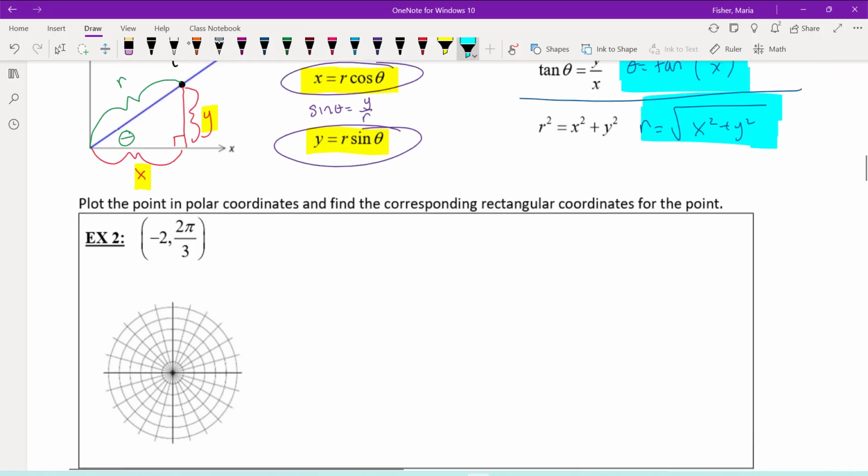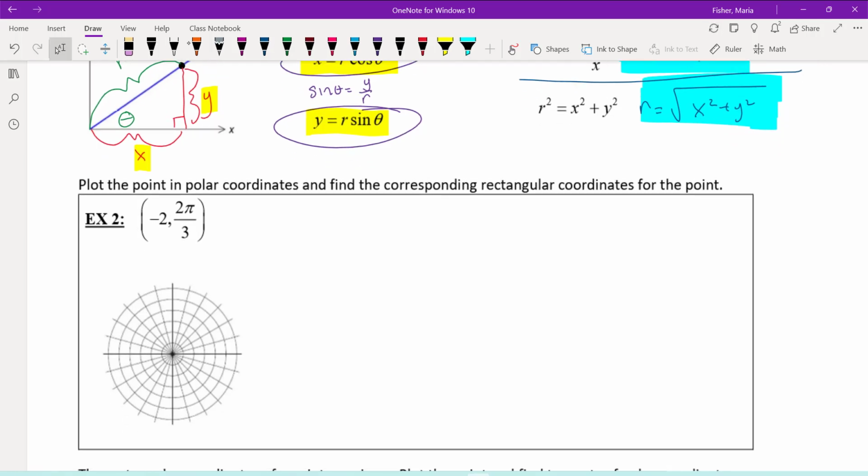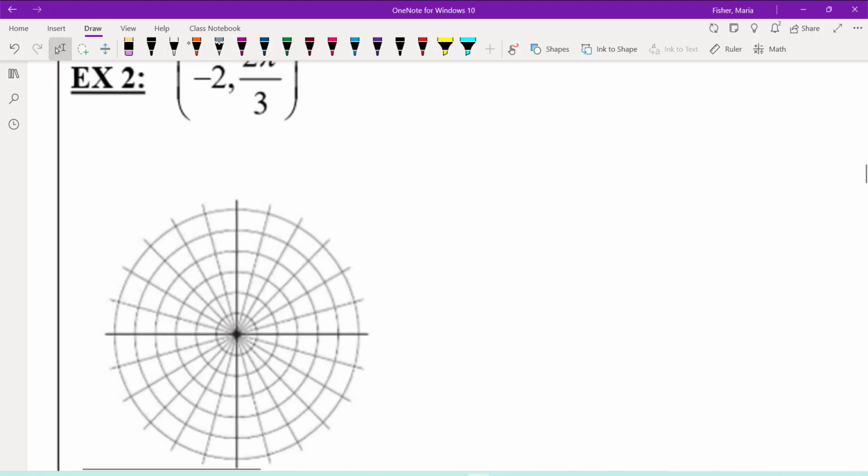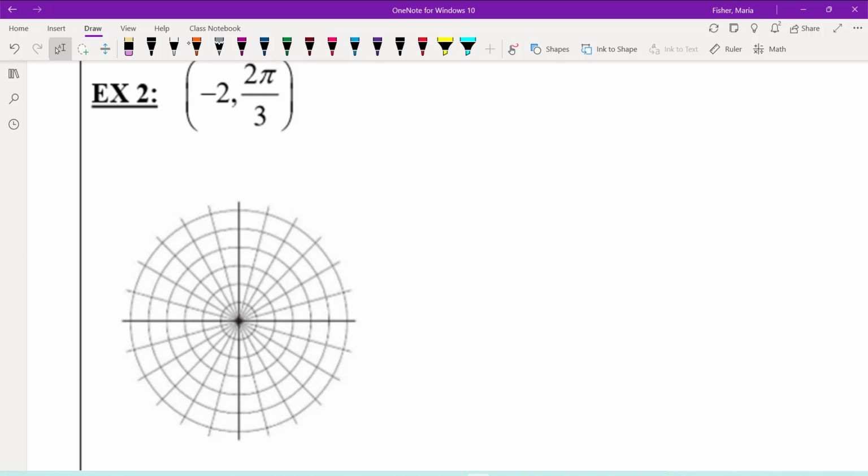Now let's look at plotting the point in polar coordinates and then finding the corresponding rectangular coordinates for the point. Let's start by plotting. So let's plot the point -2, 2 pi over 3. If I make this bigger, we know that 2 pi over 3 is this angle right here. So there would be the angle that I'm looking at, but since r is negative, I know I need to cross the pole. I'm going to draw that ray on the other side of the pole, and I need to move 2 units away from the pole. So 1, 2, right there. That is going to be the point, -2 comma 2 pi over 3.